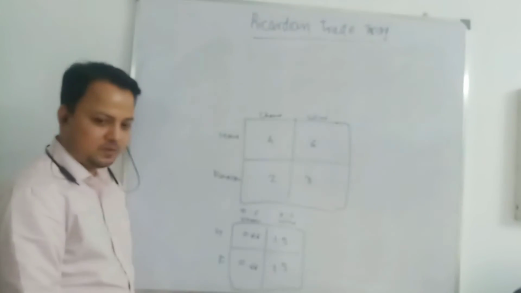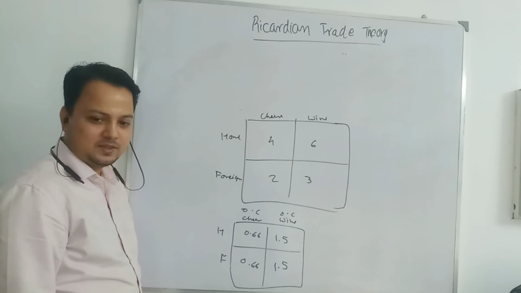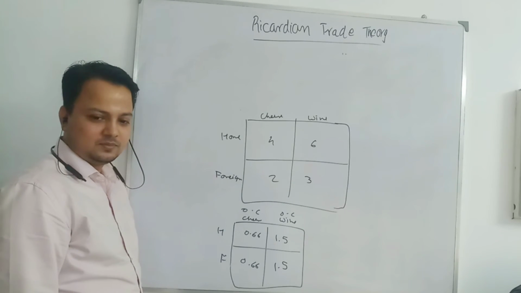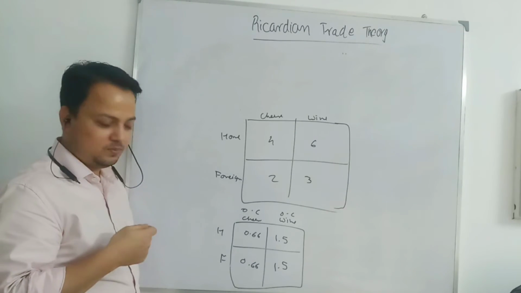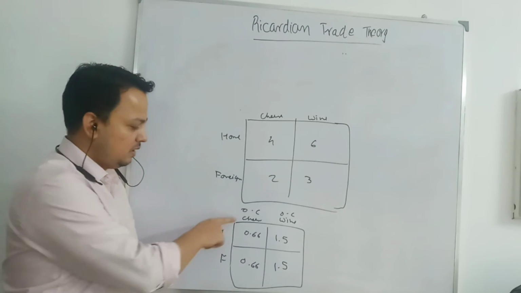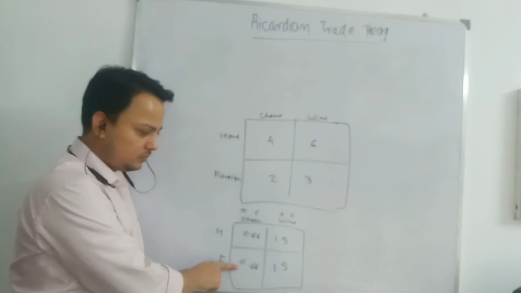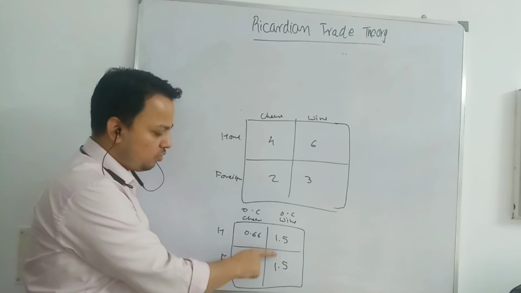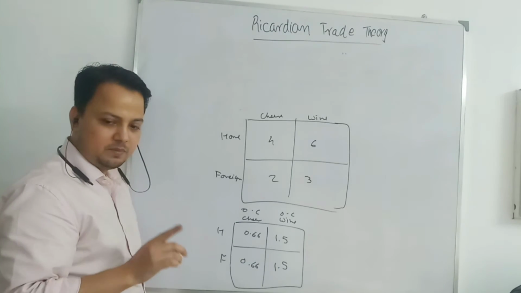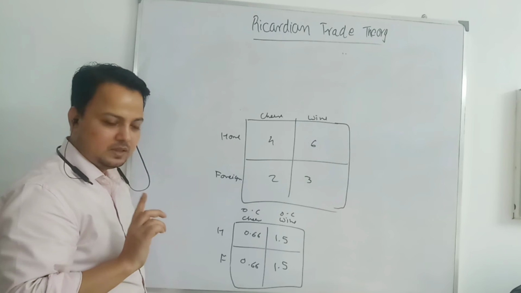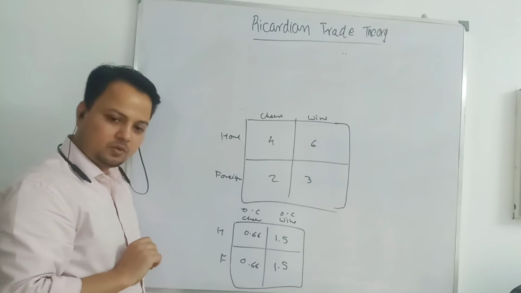Now tell me, how will trade take place between home and foreign? Is it possible to have trade between both countries? No. Why? Because this is the confusing part that students are not able to conclude. Because the opportunity cost of producing cheese is the same in both countries. Similarly, the opportunity cost of producing wine is the same in both countries. So when the opportunity cost remains the same in both countries, the comparative cost advantage theory fails to explain the pattern of trade.